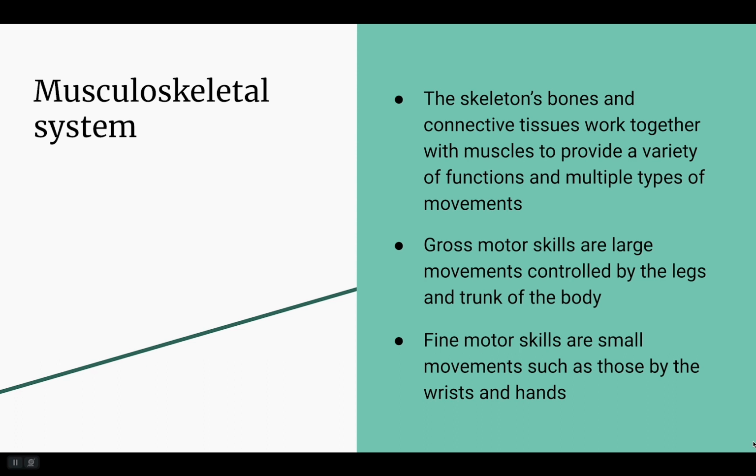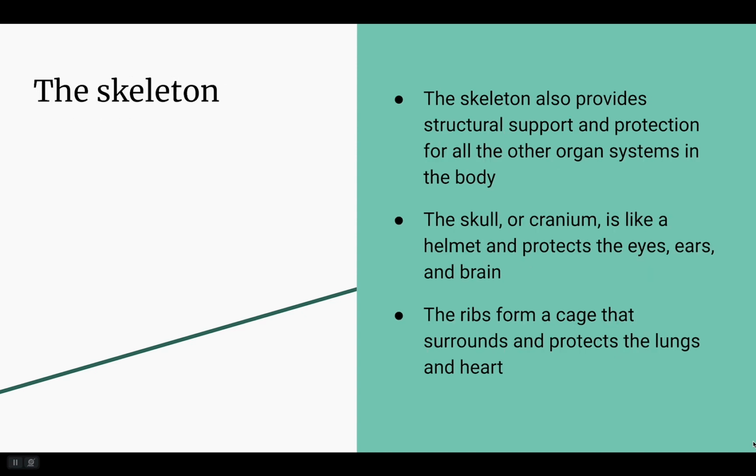The skeleton's bones and connective tissues work together with muscles to provide a variety of functions and multiple types of movements. Gross motor skills are large movements controlled by the legs and trunk of the body. Fine motor skills are small movements such as those by the wrists and hands. The skeleton also provides structural support and protection for all the other organ systems in the body.